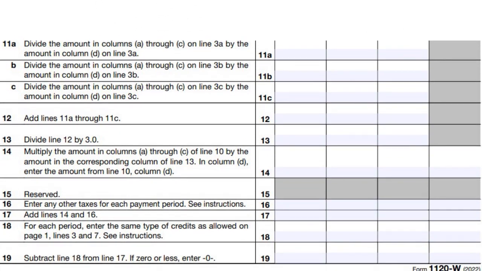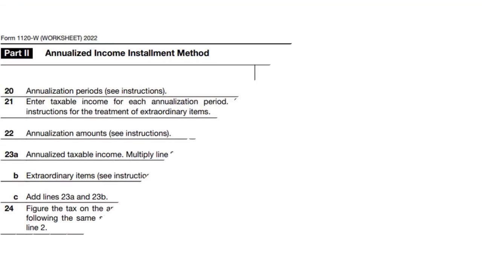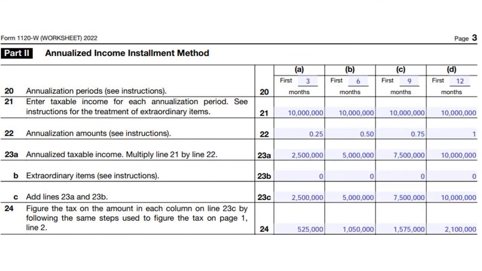Then we go to the next one here. So the form actually continues, from line 11A all the way through line 19. Again, this is not applicable to our hypothetical situation, but I wanted to show it to you just in case. And part two is really where all the juice is at, so to speak. This is where we had to actually fill out.